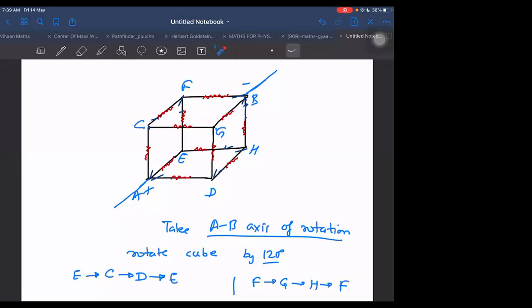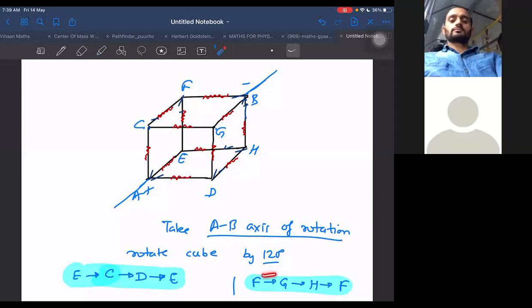Yes, sir. Now, once we know this, these potentials which can replace each other by rotation symmetry are actually the same potentials, because the circuit will look the same after a 120-degree rotation. The circuit will keep looking the same. Therefore, I can say E and C are at the same potential, C and D are at the same potential, and D and E are at the same potential. Similarly, F, G, H are the same.